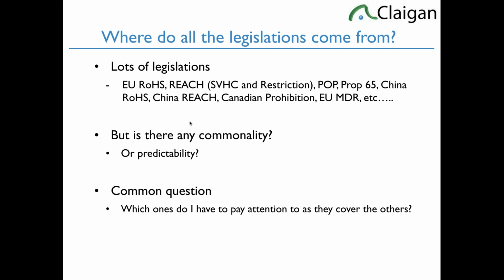So we're going to talk about all of these. You have all these legislations. You have the Canadian Prohibition. You have the REACH SVHC versus the REACH Restriction, which are quite different. Article 33 versus Article 67. They're actually different sources. We'll talk about that history. Persistent organic pollutants in the EU, Prop 65, China RoHS, China REACH, Canadian Prohibition, EU MDR, etc.